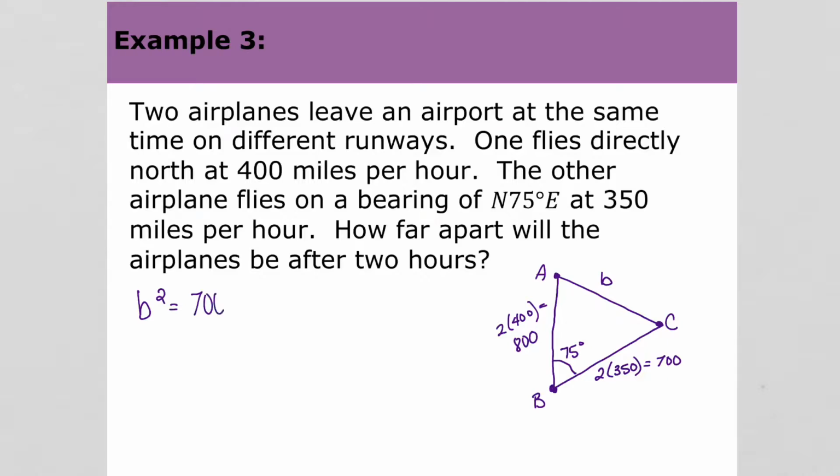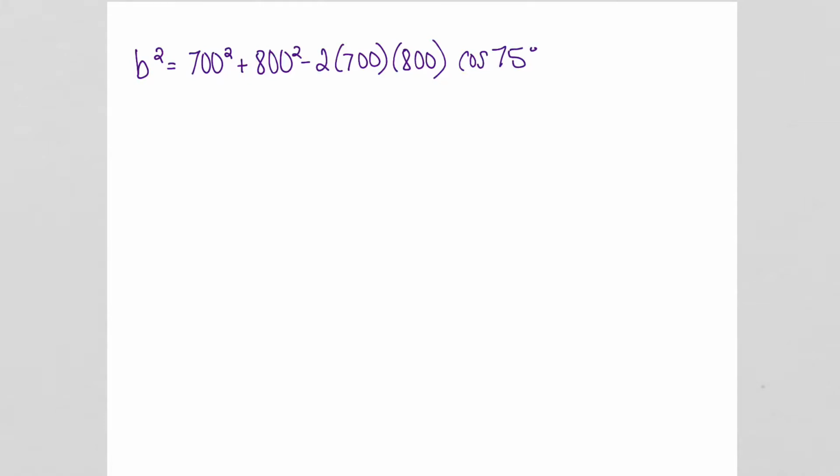A squared plus C squared minus 2 times A times C times the cosine of 75. We'll have to take this to the next page. We don't really need the picture at this point. Okay, so let's see what we get.